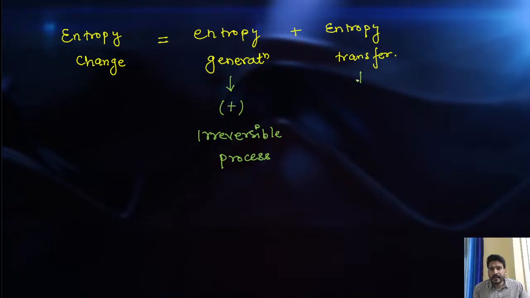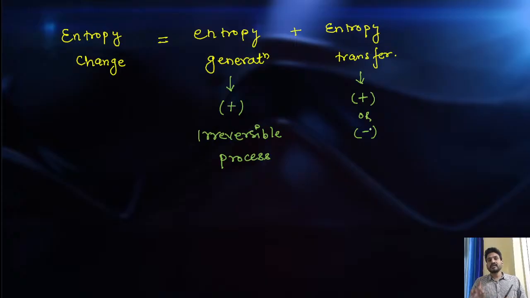Next, entropy transfer. Entropy transfer can be positive and it can be negative. If, let's suppose, this system is transferring some entropy to the surroundings, its entropy decreases, so the sign will be negative. And if the surroundings are transferring entropy to my system, then its entropy increases, so it will be positive. So entropy transfer will be positive or negative.